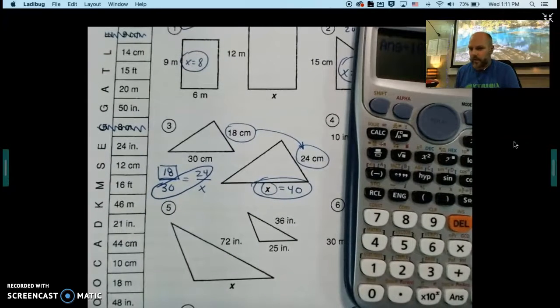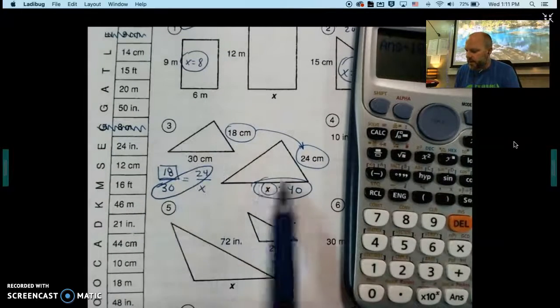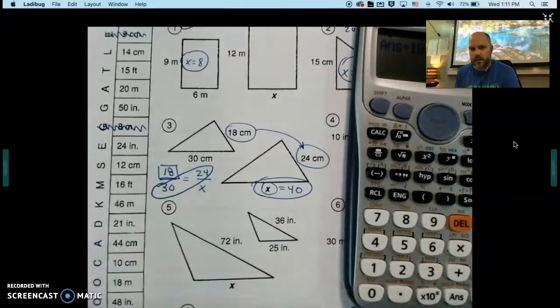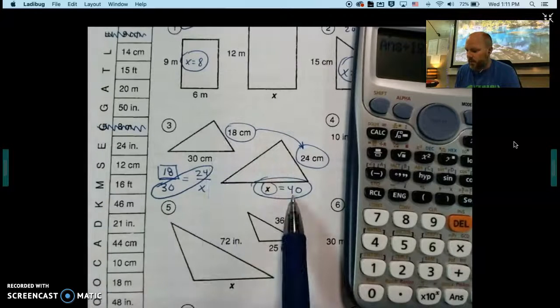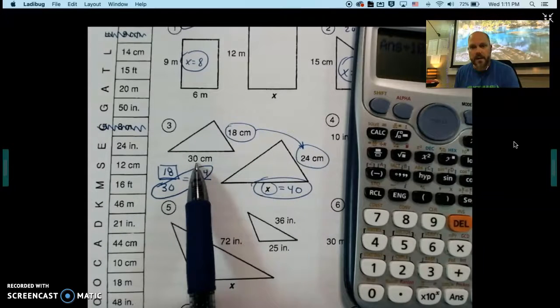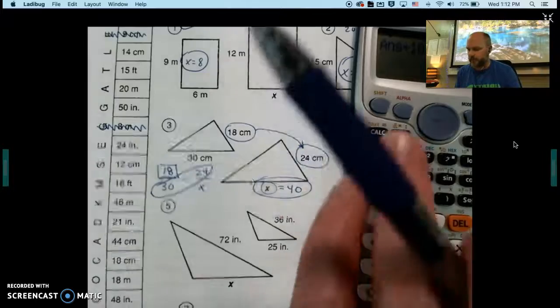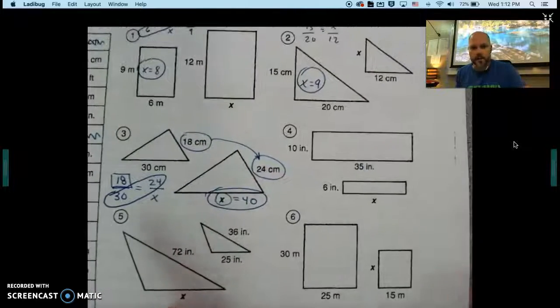All right, I'm going to make sure it makes sense. This shape is bigger than this triangle. So 40 should be bigger than this side, and it is. 40 is bigger than 30. All right, let's look at number 4.